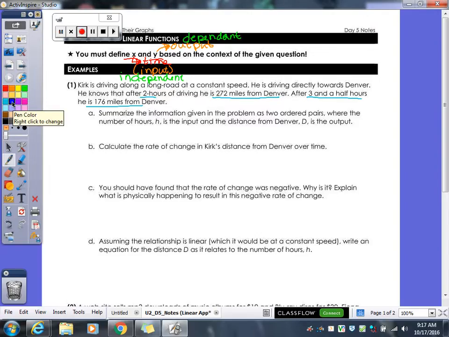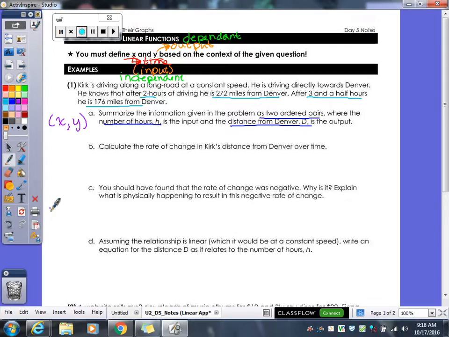Okay. So they want us to summarize the information given in the problem as two ordered pairs, where the number of hours is h, and your distance from Denver, they want you to represent as the letter D. So we're not actually using x and y. However, we are very used to using x and y. That's how we usually write our ordered pairs. But instead they want us to use an h and a d.